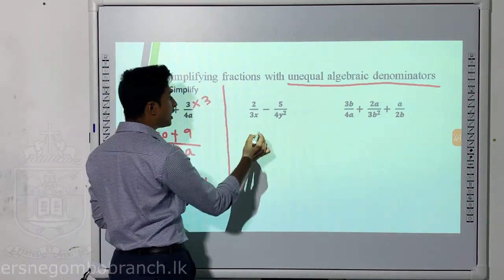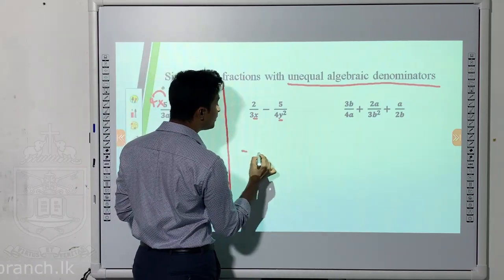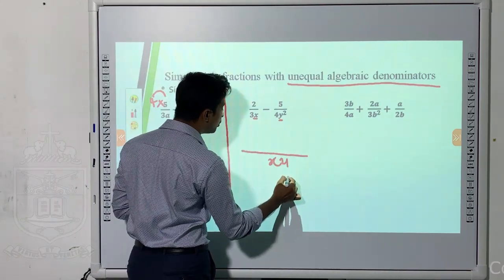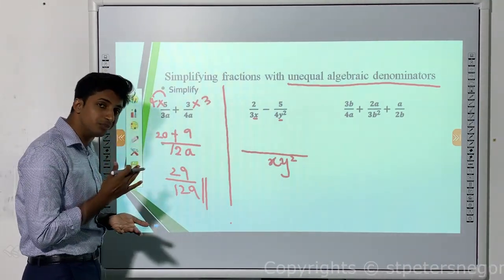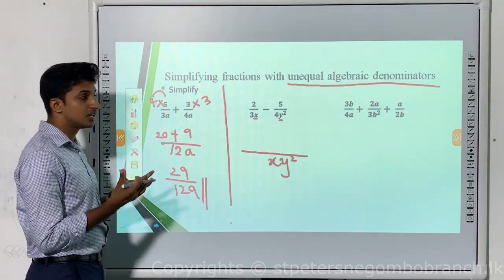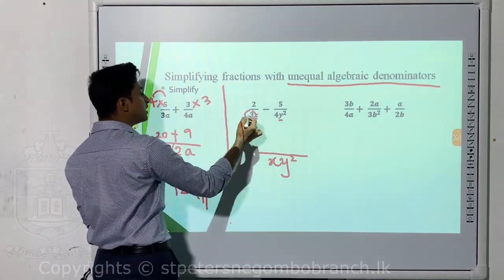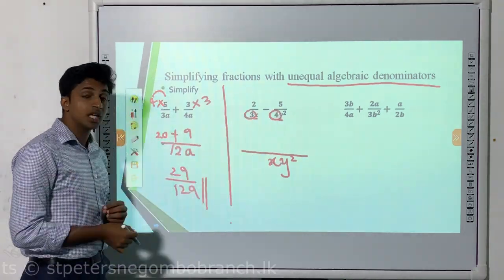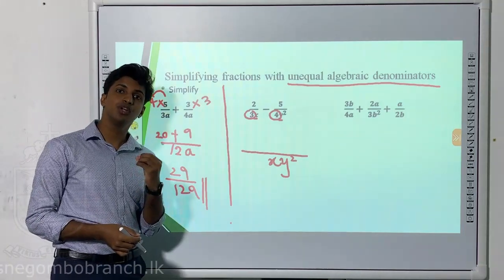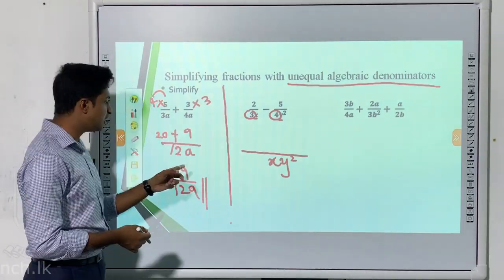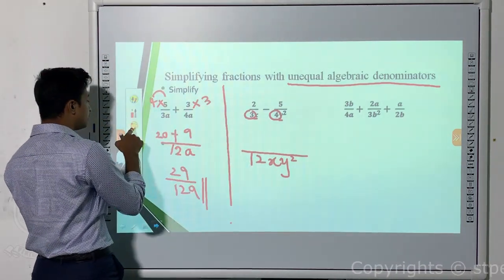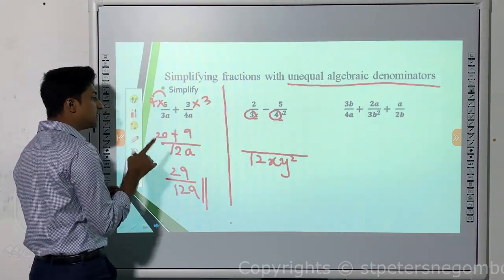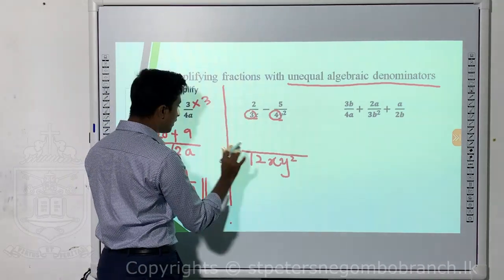Okay, look at the second one. In the second one, I have x and y squared. They are two different terms, so I have to take them both. I have to take x, I have to take y squared both, because they are two different terms. Then look at the two numbers 3 and 4. They are two different numbers. So what we do is we have to take the common number. We have taken it here as well as 12. So I will take it as 12.